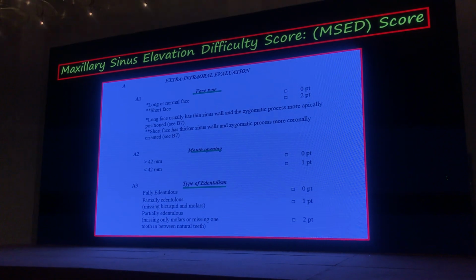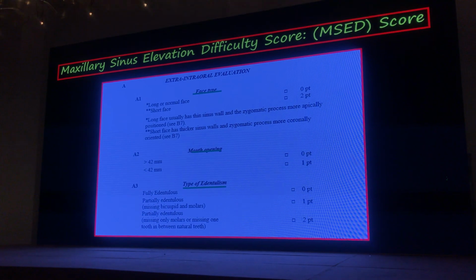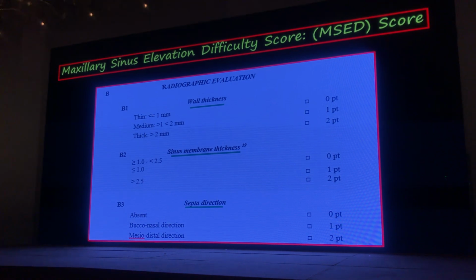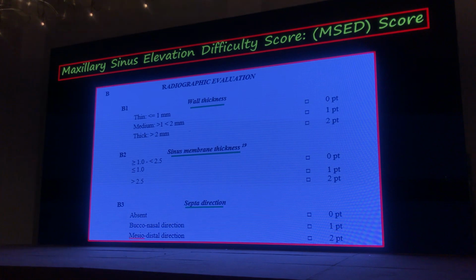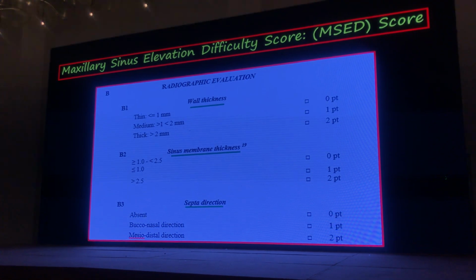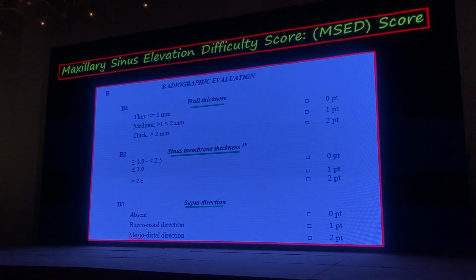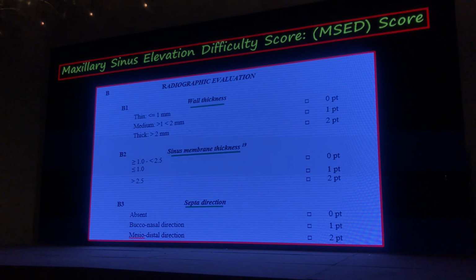So you give points for each of those differences. The thickness of the wall when you're trying to make your window: a thick wall involves more grinding, more changes, possibly more difficulty. The thickness of the membrane: if the membrane is very thin, you have a greater chance of perforation. So you have to give it more thought and more points.